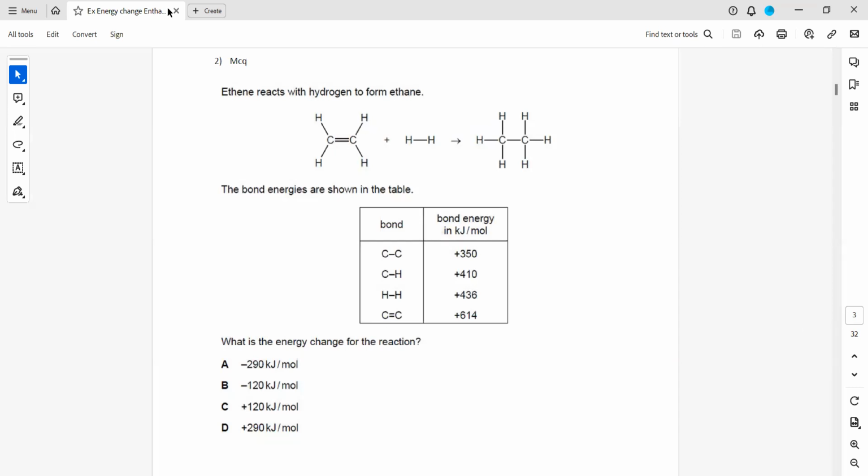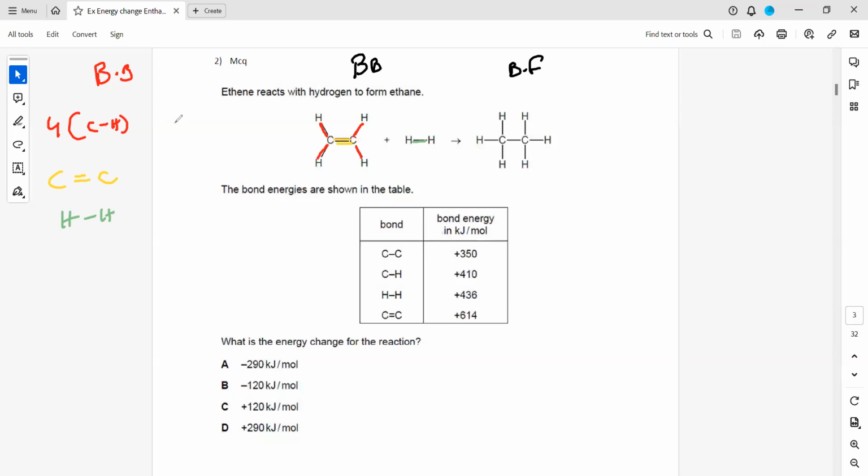Now, how can we work it out? The reactant side is the bond breaking side and the product side is bond forming. The bond energies are given to you. You will use these values to work it out. First, we work out the bond breaking side. There will be 4 carbon hydrogen bonds. Then we have a carbon carbon double bond, only one of them. Then we have a hydrogen hydrogen single bond. We substitute the values.